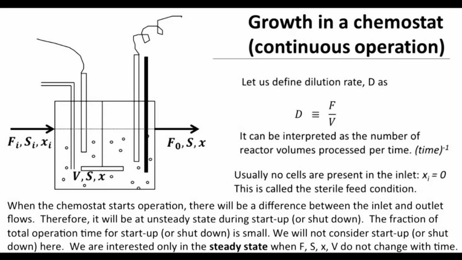We are interested only in the steady state, when F, the volumetric feed rate, S, the substrate concentration at the outlet, X, the cell concentration in the outlet, and the volume of the broth, V, all these variables do not change with time. This is the condition that we are going to analyze, and which is the condition under which the continuous bioreactor or the chemostat will be in operation for most of its useful period.